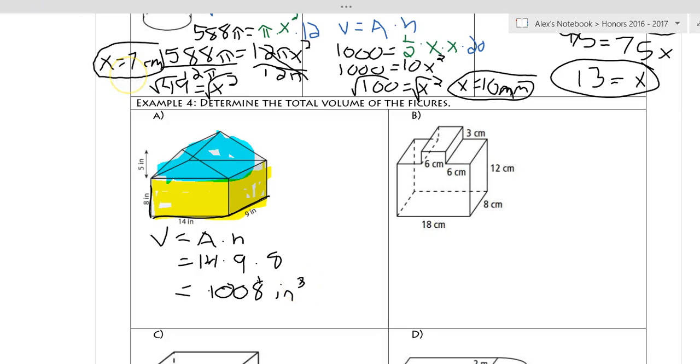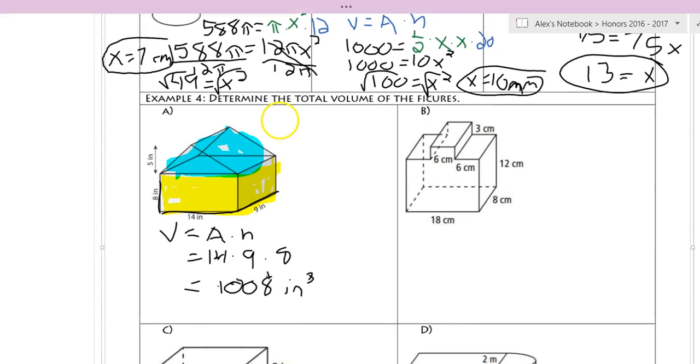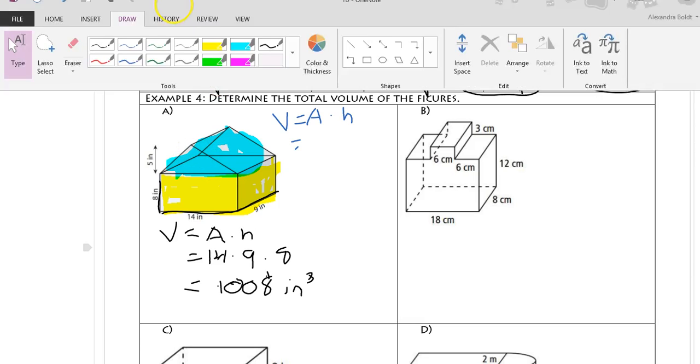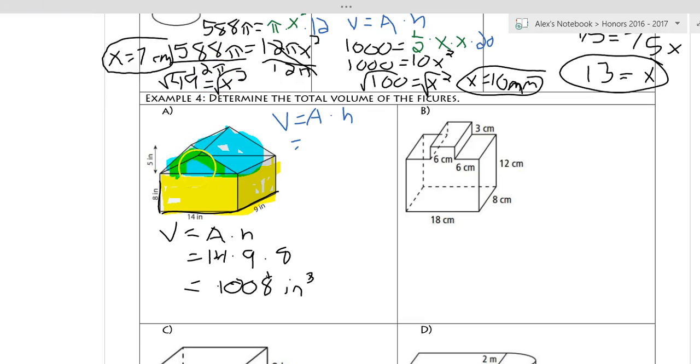Now I need to find the volume of this, not pyramid, the triangular prism on top. So the volume equals, again, the area of the base times the height. My base is a triangle. My base is this triangle. The height of the triangle is 5.